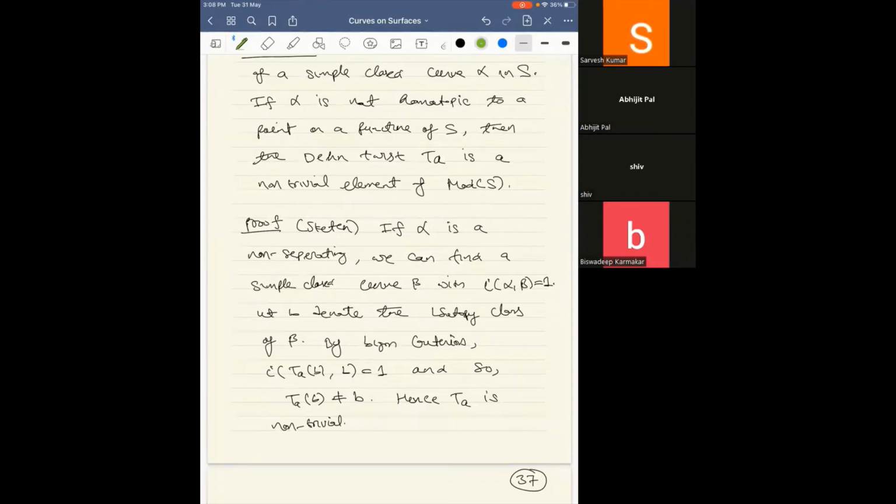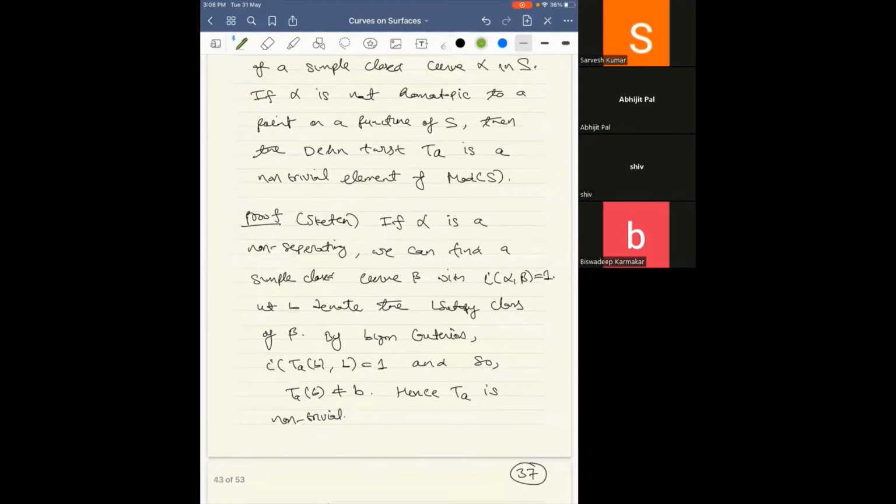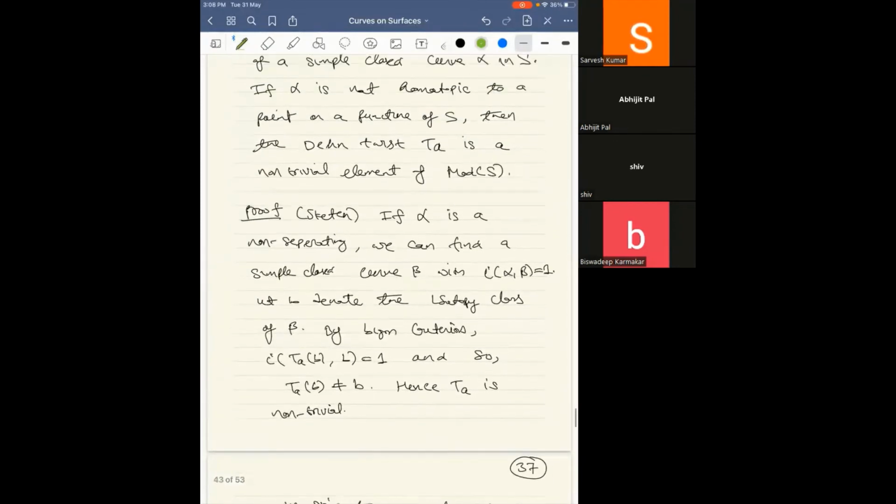So we have seen that the intersection number of T_A(B) and B is 1. If T_A were a trivial element, then T_A(B) should be B, and the intersection number of B with itself should be 0. That is not the case. So T_A is non-trivial.